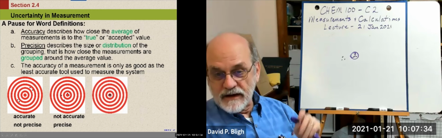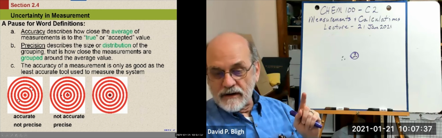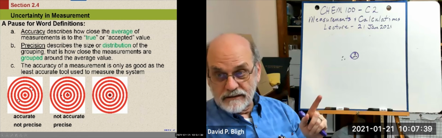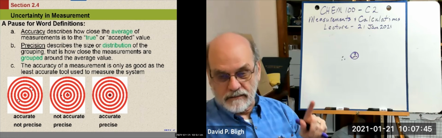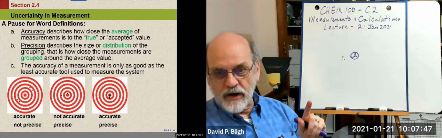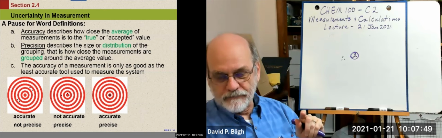In this case, what do we have? A very accurate measurement and a very precise one, because they're very tightly grouped.